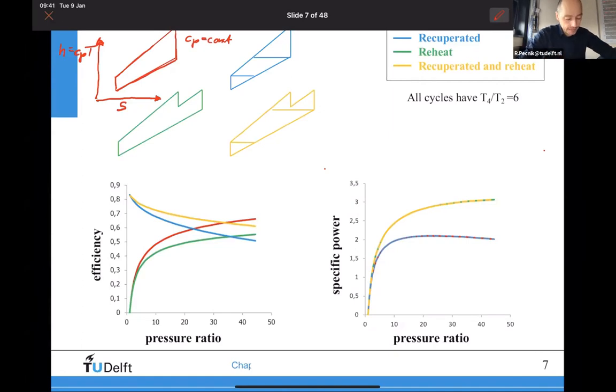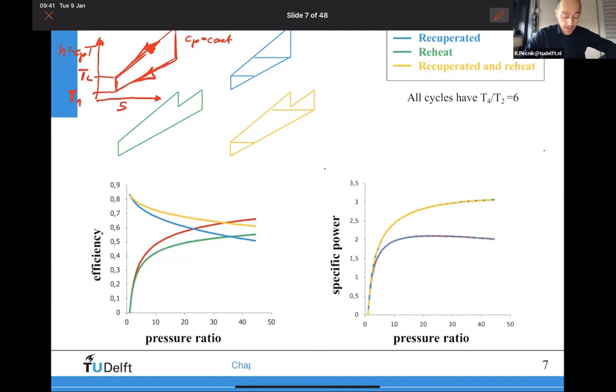I can use the entropy and the temperature on the y-axis to draw my Brayton cycle. I can simply specify temperature one, temperature two, and so on, then temperatures one, two, three, and four. This would be the compression, the heat addition, the expansion, and this one here would be the heat rejection, which you know already.